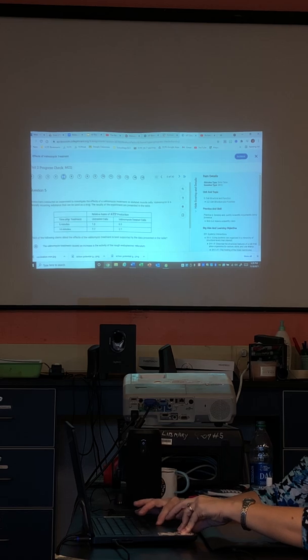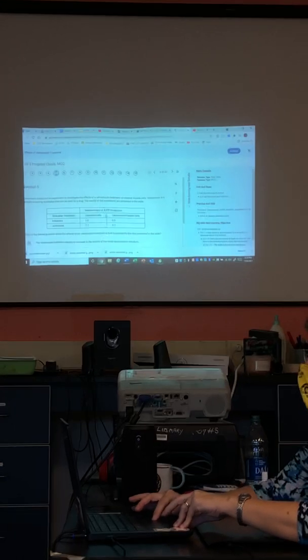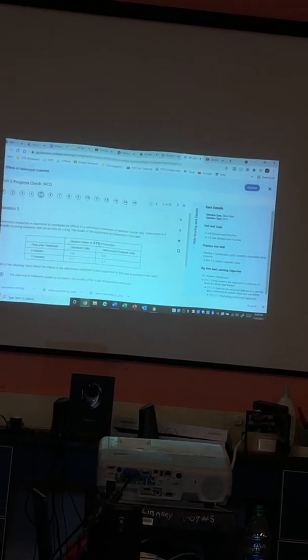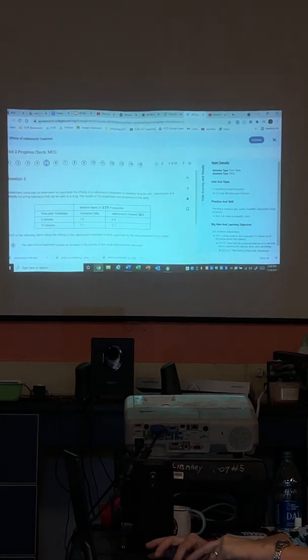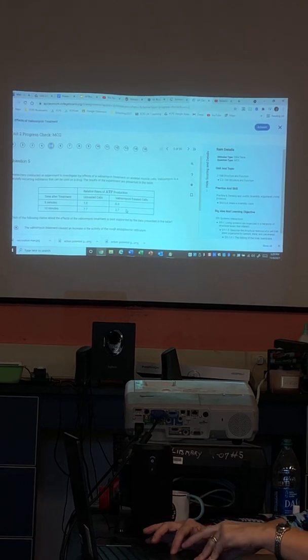So this is going through time. The cells that didn't get the drug went from 1 to 7.7 in rate of ATP production. The cells that did get the drug went from 0.3 to 2.7 in ATP production. So without looking at the answers, is valinomycin helping to increase ATP production? No, it is not. Okay, so with that in your mind, now look at the answers.